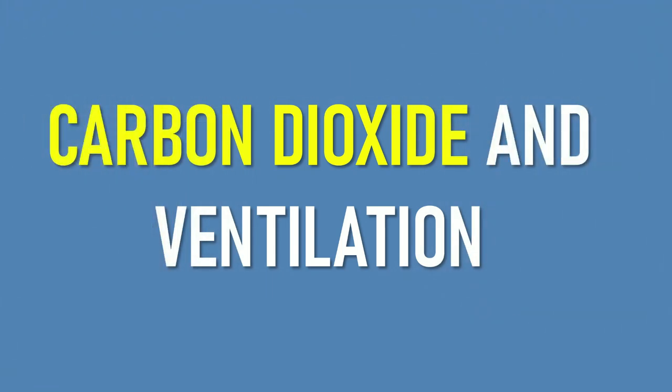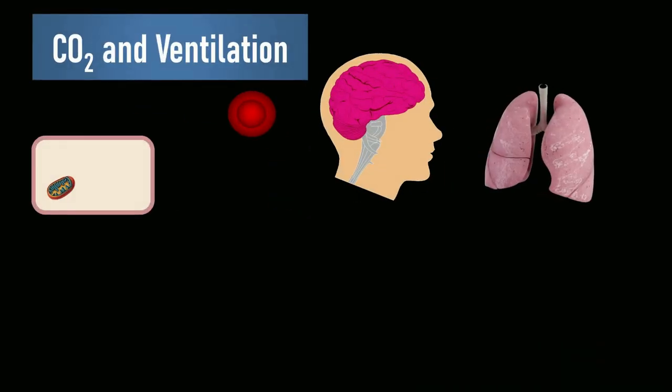Now let's look at carbon dioxide and ventilation. Carbon dioxide is produced at a rate of 200 mils or 9 millimoles per minute. CO2 easily passes into the cerebrospinal fluid, where it is converted to carbonic acid, again associated with carbonic anhydrase, and that dissociates to hydrogen and bicarbonate. This lowers the pH and activates chemoreceptors in the ventrolateral medulla. The effect is to increase respiratory drive and alveolar ventilation.